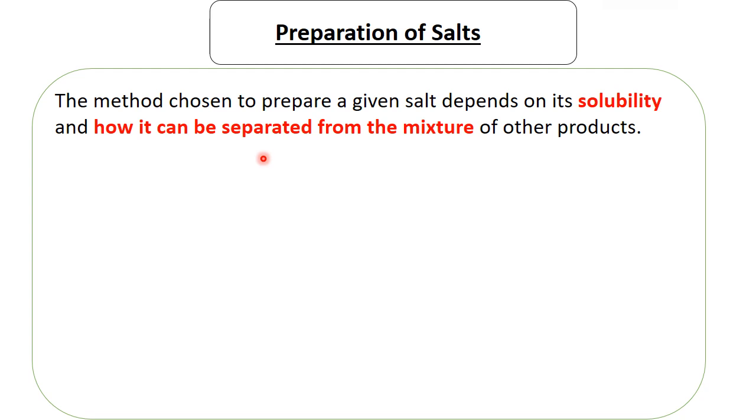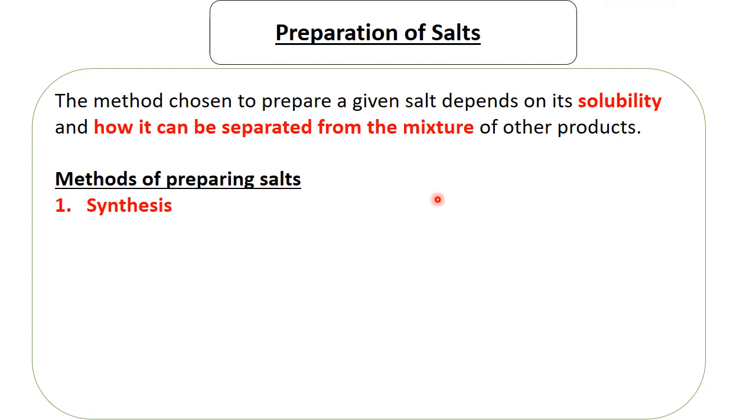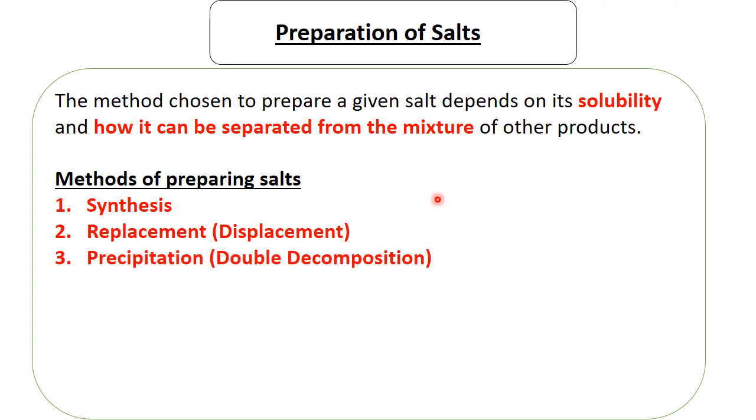Okay. So with that being said, what are the different ways in which you can prepare salts? There are basically 4 methods of preparing salts. The first is called synthesis. This is very simple, as you're going to see. The second is called replacement or displacement. The third is called precipitation or double decomposition. Then the fourth is called neutralization. We're going to start with synthesis and displacement or replacement. Then in the next video, we're going to take a detailed look at precipitation and neutralization.